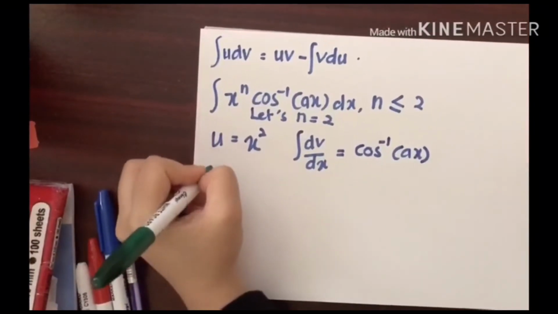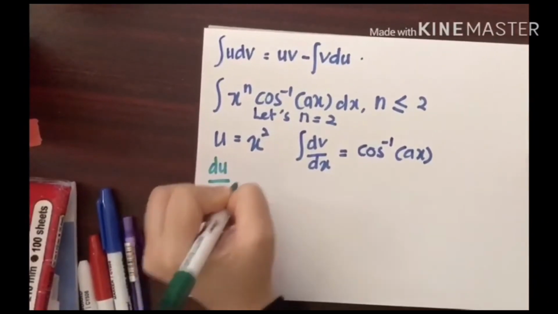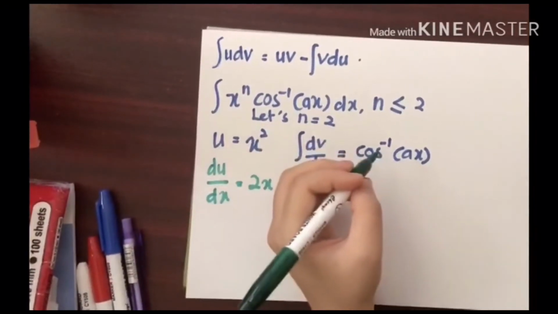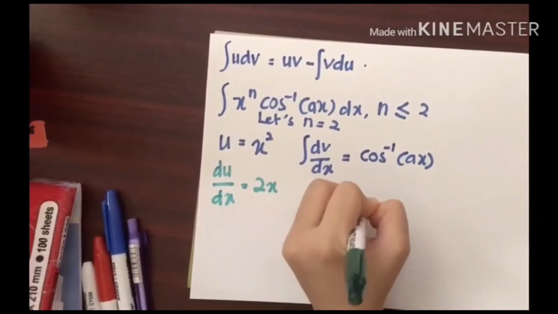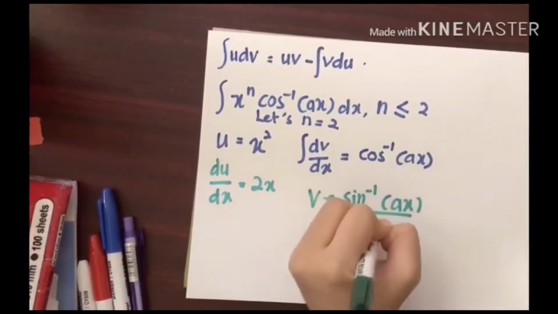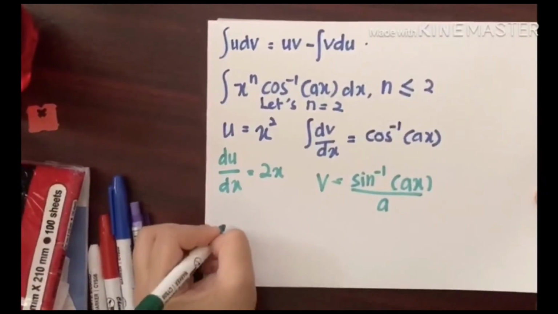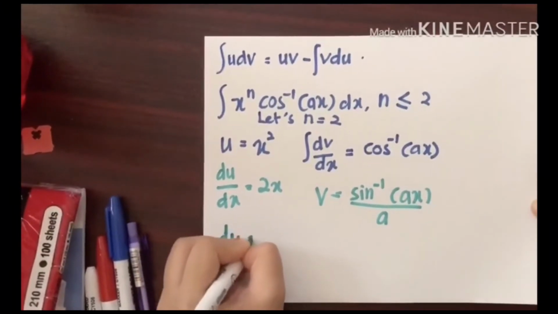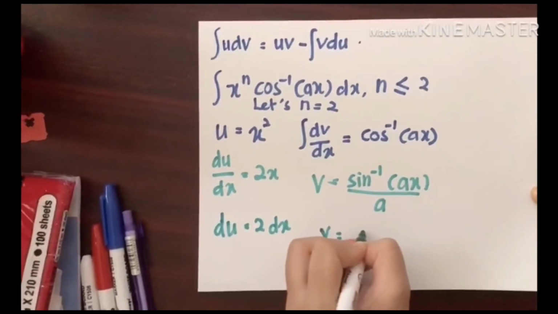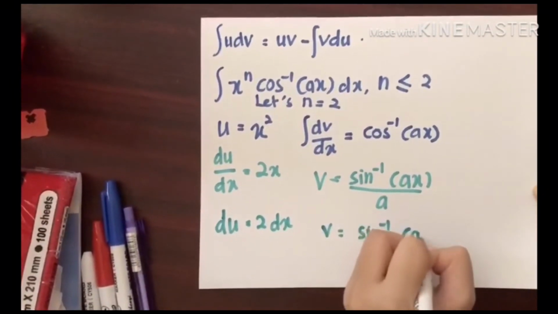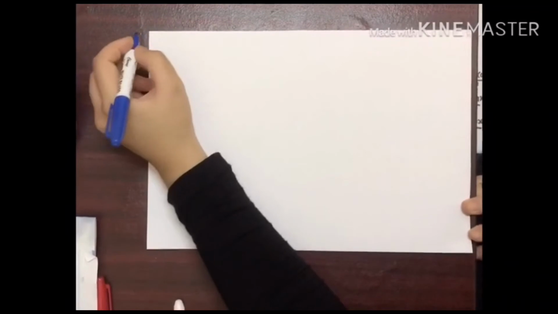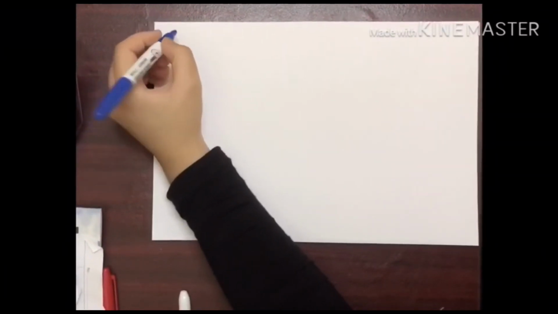Differentiating, du over dx equal to 2x. Integrating, v equal to sin inverse ax over a. So du is equal to 2 dx, and v is still sin inverse ax over a. Okay, so now we put the values that we have got into the formula.